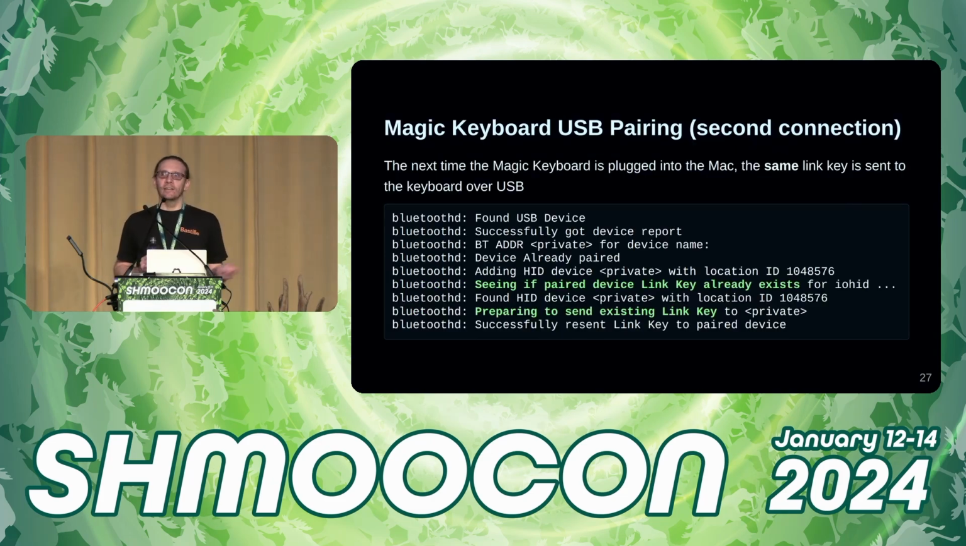And so I was wondering, is this link key something that is generated and set once? If I read the link key out of the keyboard, do I only get to use that until the keyboard is next plugged in, or does it persist? And so I ran through this pairing process a few more times, and I observed that the logs changed on the second and further pairing attempts. And what happens is when you plug the keyboard in a second time, the Mac will recognize that keyboard and send the same link key over USB. So this means if we can read the link key for the Magic Keyboard, we can then use that for the duration of the time that that keyboard is used with that Mac.